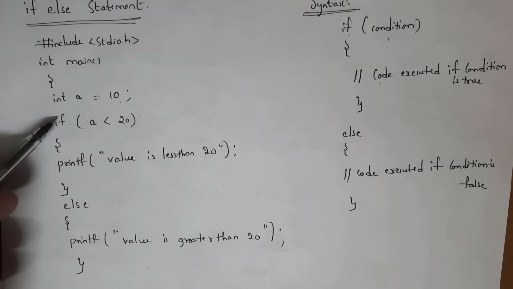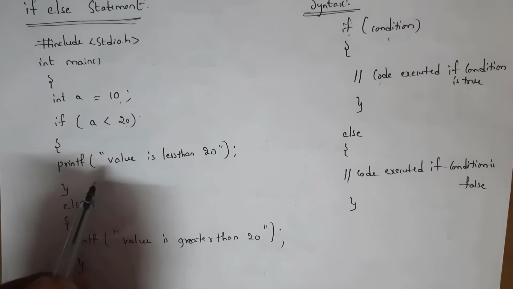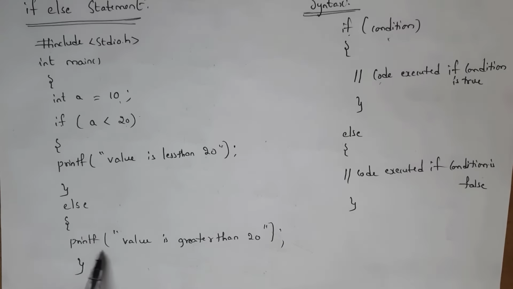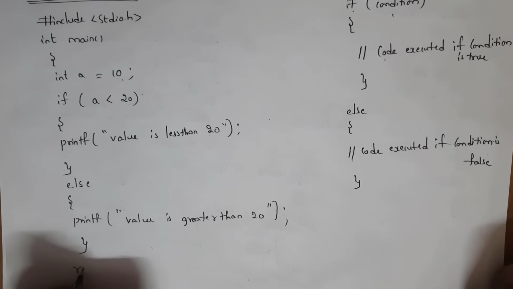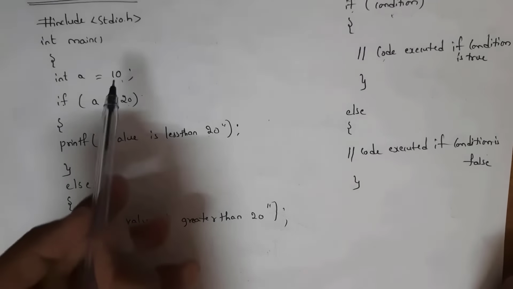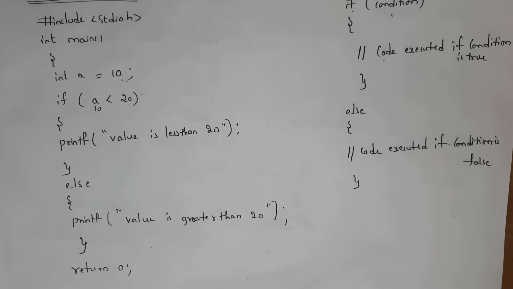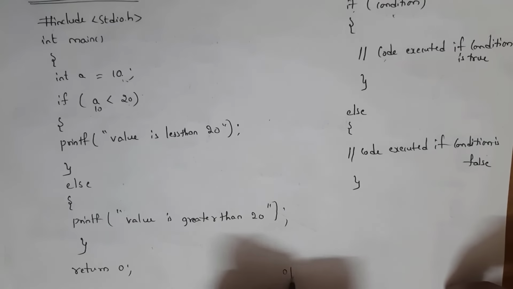If condition is true, then if statement will be executed. Or if condition is false, then whatever the statement that is present inside else will be executed. So I am using here int main. So at last you need to write here return 0 and close main function. Here I given value of a as 10. 10 is less than 20. This condition is true. So I will get output as value is less than 20.